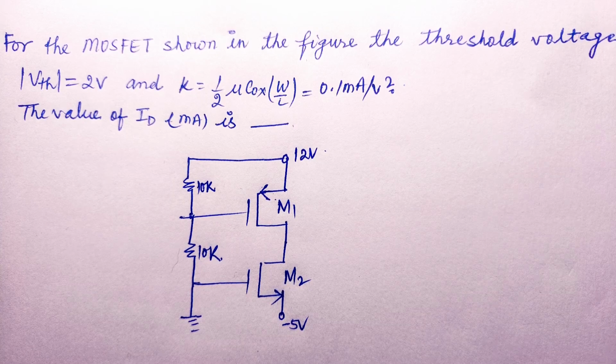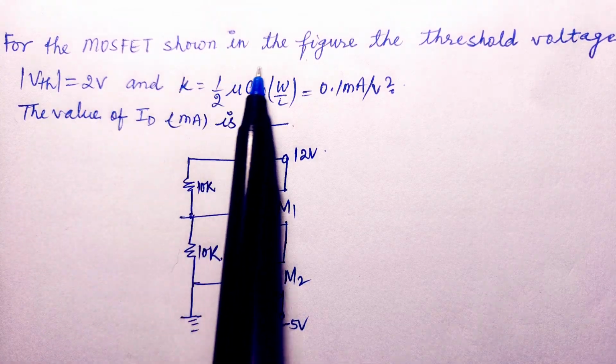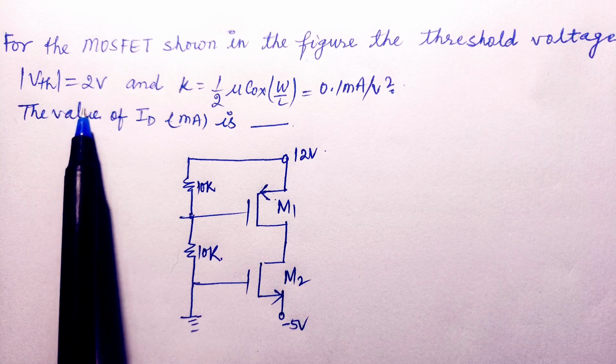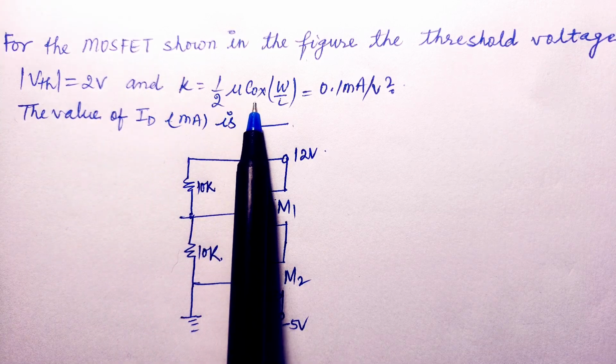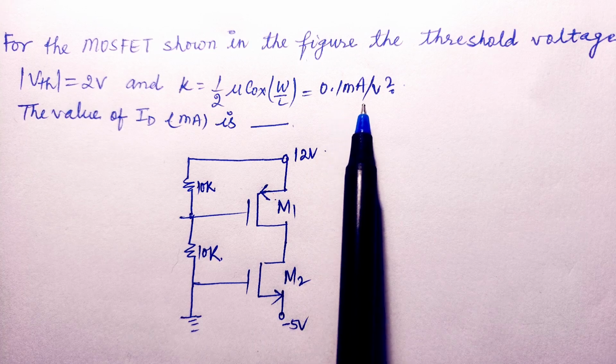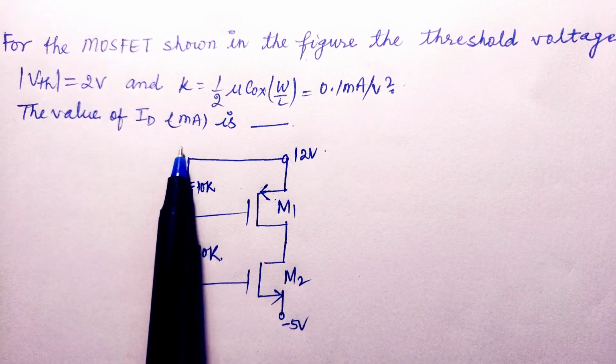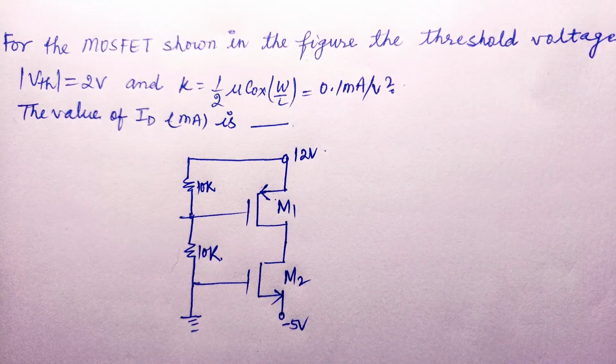Let us see a question on MOSFET. In this question, it is said: for the MOSFET shown in the figure, the threshold voltage mod of VTH is equal to 2 volt and K parameter, mu Cox W by L upon 2, is equal to 0.1 milliampere per volt square. The value of ID in milliampere is? Let us see how can we solve this question.